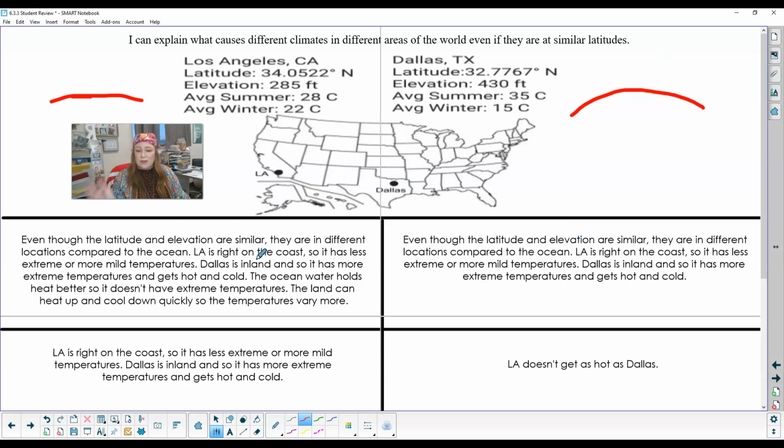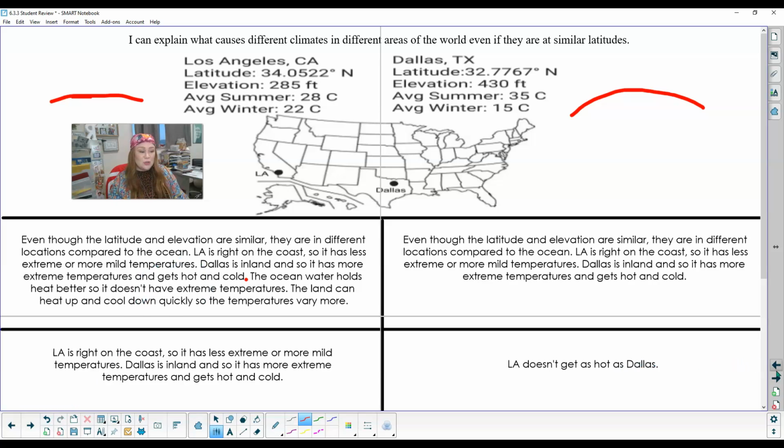So let's see what the 4 has, those extra details that they added in. Everything is the same up to here, and then they added in some extra details. The ocean water holds heat better, so it doesn't have extreme temperatures. The land can heat up and cool down quickly, so the temperatures vary more. So they're telling us why. Why do places by the ocean stay mild, while places that are inland have more extreme climates? Because land heats up and cools down quicker. So they were just explaining that.